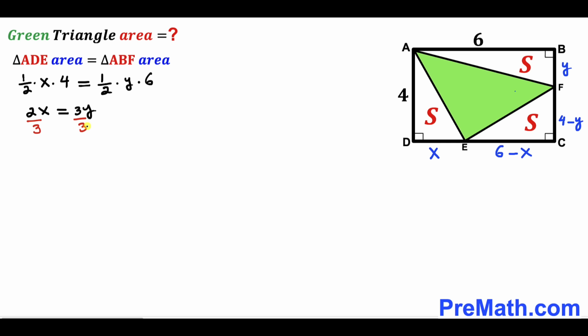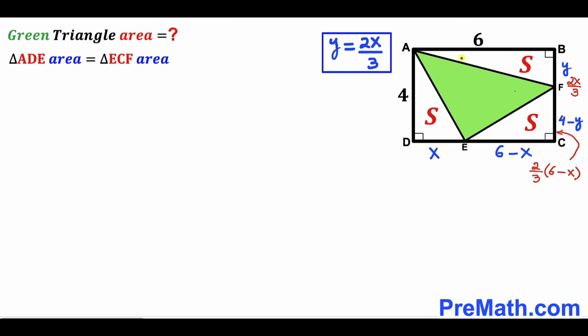Let's divide both sides by 3 to isolate y. This 3 and 3 is gone, so y turns out to be equal to 2x divided by 3. So this segment BF length y could be written as 2x divided by 3. And this segment FC length is going to be 4 minus y, which is 4 minus 2x divided by 3. If I factor out 2/3, this could be written as 2/3 times 6 minus x. So this FC segment length turns out to be 2/3 times 6 minus x.